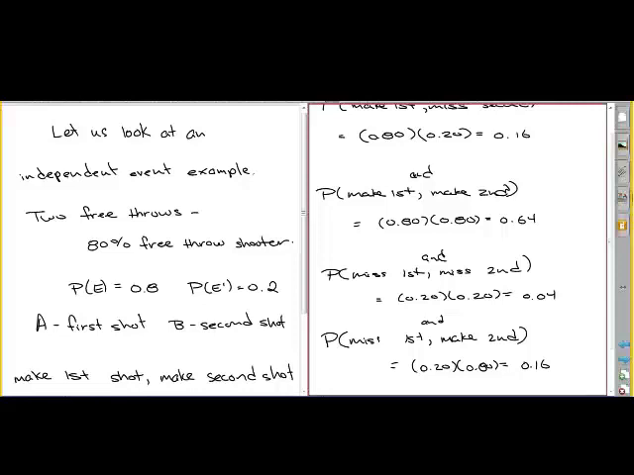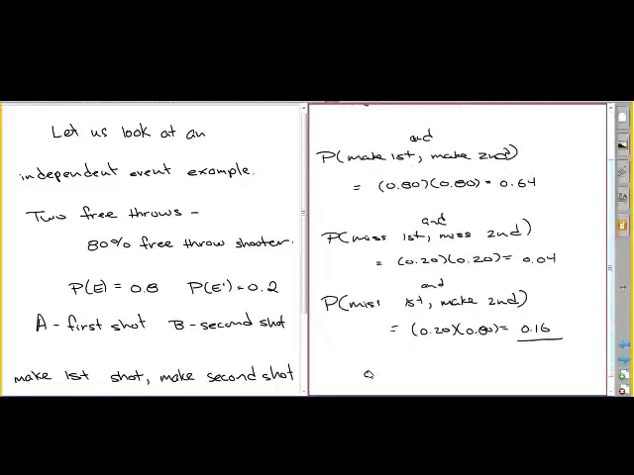And because it's not 50-50 anymore, it's not like flipping a coin, it doesn't end up being 0.25 for each one. If you add all those numbers together, if you take 0.16 plus 0.64 plus 0.16 plus 0.04, you'll get 1. Because the probability of doing at least one of these is 100%, because they're the only choices. So that's how you handle independent events.